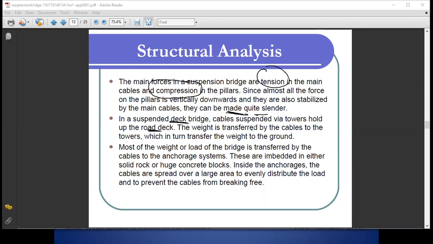Whatever weight is transferred by the cables to the towers will then be transferred to the ground. Most of the load or weight of the bridge is transferred by the cables to the anchorage system, and then to the solid rock or the concrete block. And the anchor cables will be spread over a larger area to prevent the breaking of the cables.